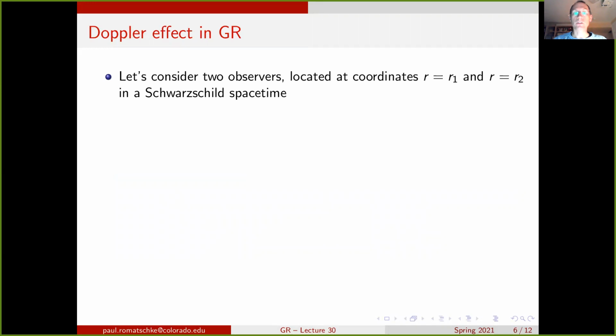To be concrete, let's now consider two observers which are located at two values of the radial coordinate. Let's call them r = r1 and r = r2 in a Schwarzschild spacetime. Let's assume that the observers themselves are not moving, so they are at rest with respect to the spacetime, and the velocity dx/dt is 0 for both observers.